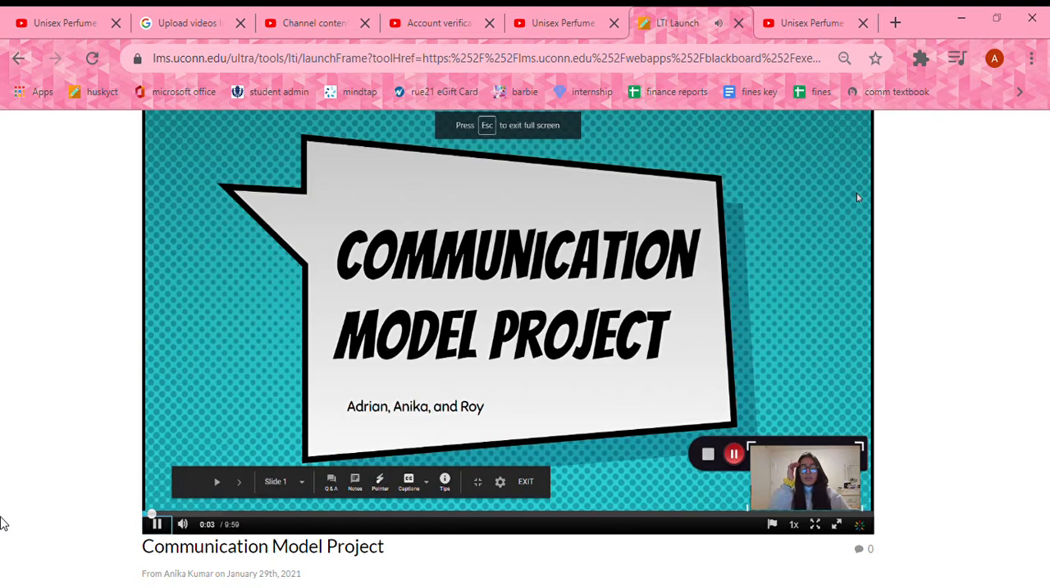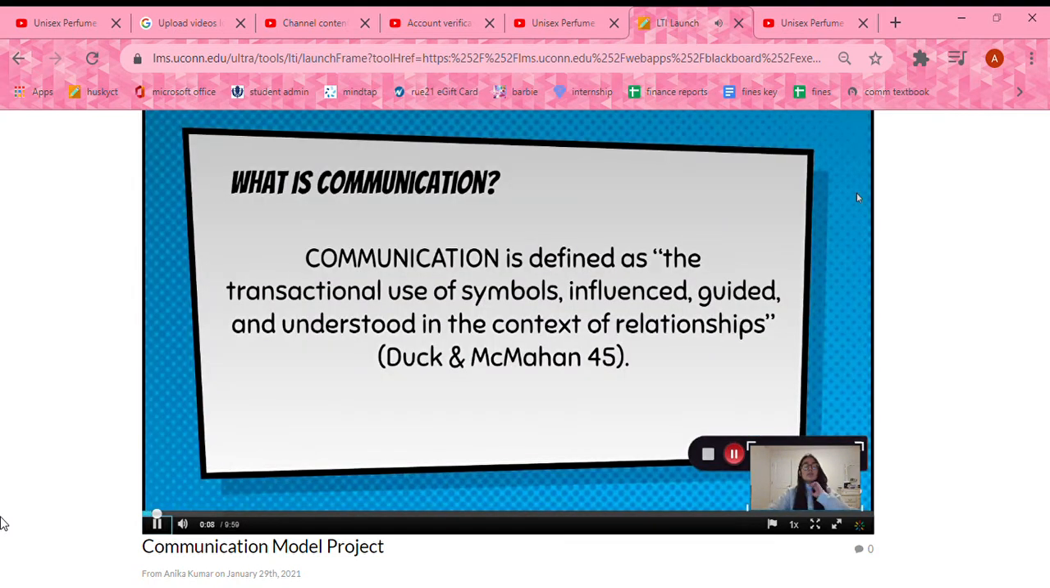This is my communication model project. To start off, what is communication? Communication is defined as the transactional use of symbols influenced, guided, and understood in the context of relationships. And this is a definition from the textbook.